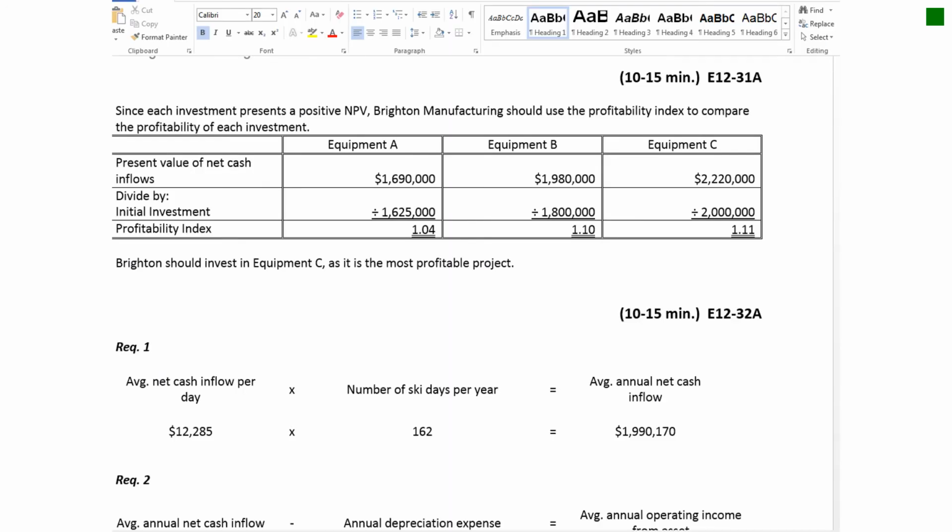So as you can see for equipment A, B, and C, once you divide by the initial investment, equipment A had a profitability index of 1.04. Equipment B is a little bit higher at 1.1. And equipment C looks like it is the best one. It has the highest factor. The most profitable project should be equipment C, which is at 1.11.